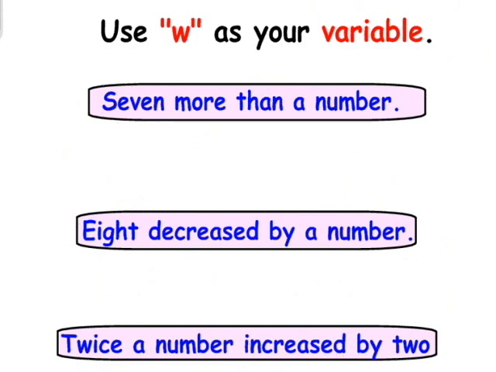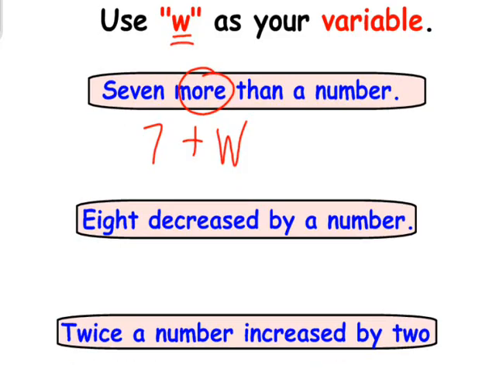So the easiest way to do this is to actually just do a few. So we're going to translate some expressions from word form to number form. And in this first example, it says 7 more than a number. So 7 more than a number. And we're going to use W as our variable. 7 more than a number. That's how you would translate that from words into numbers.